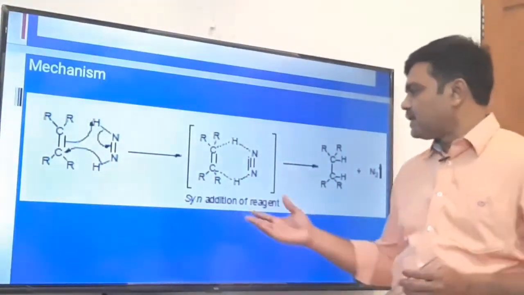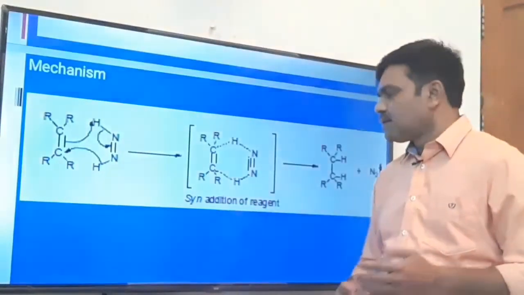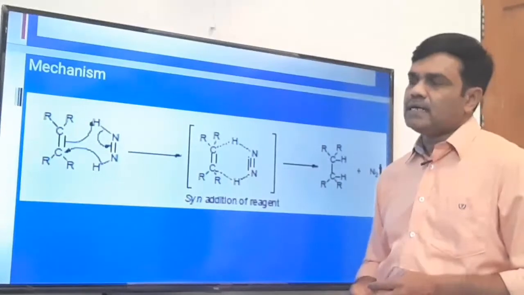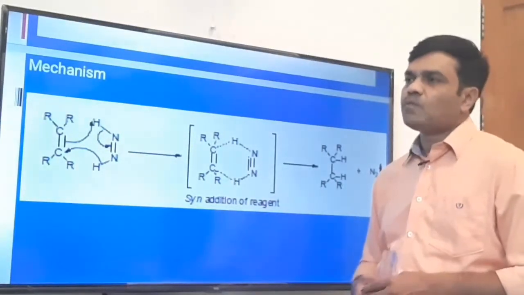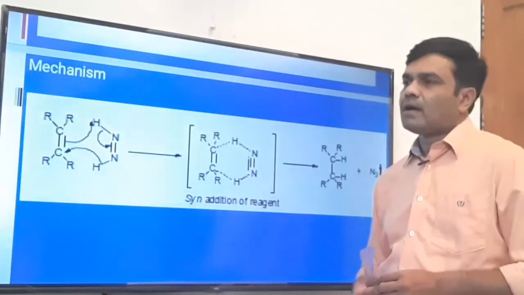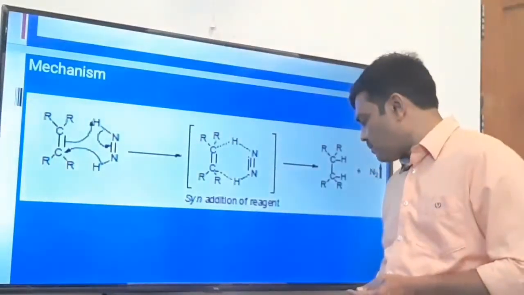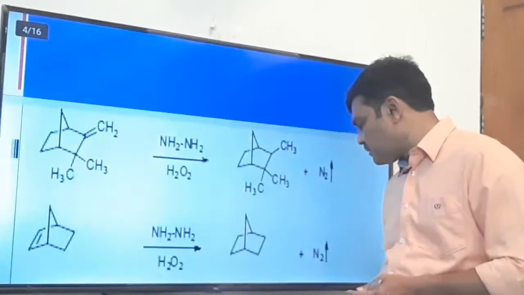Okay, so a very simple mechanism. Addition is syn addition. Both the hydrogens are added from the same side. It is a concerted step mechanism. There is no formation of cations or anions. Only shifting of bonds from one position to another takes place.